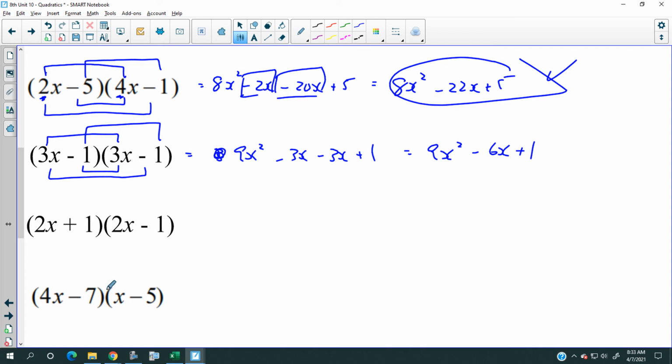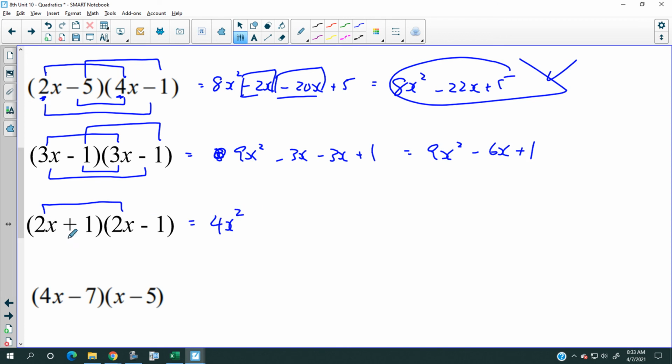How are we doing on time here? Try this one on your own. How about that? Try this one right here. Press pause right now. Okay, here we go. So let's see this one.